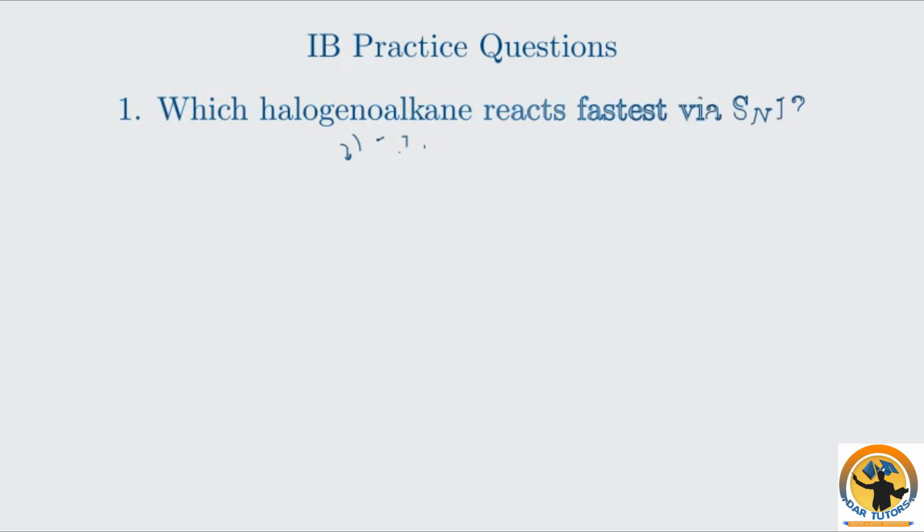To solidify your understanding, let's work through some IB-style practice questions. As you tackle these problems, remember the principles of carbocation stability, steric hindrance, and stereochemistry. Question 1. Which halogenoalkane reacts fastest in a nucleophilic substitution reaction via an SN1 mechanism? A. 1-bromobutane. B. 2-bromobutane.